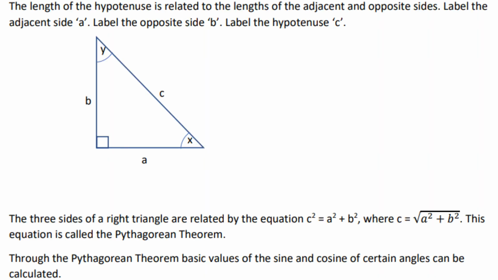The length of the hypotenuse is related to the lengths of the adjacent and opposite sides. Label the adjacent side a, label the opposite side b, label the hypotenuse c. The three sides of a right triangle are related by the equation c squared equals a squared plus b squared, where c equals the square root of a squared plus b squared. This equation is called the Pythagorean Theorem. Through the Pythagorean Theorem, basic values of the sine and cosine of certain angles can be calculated.